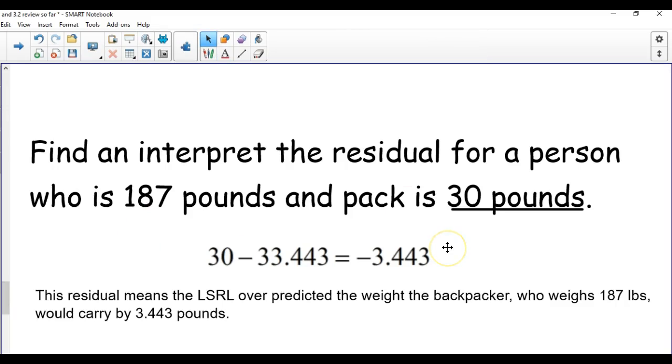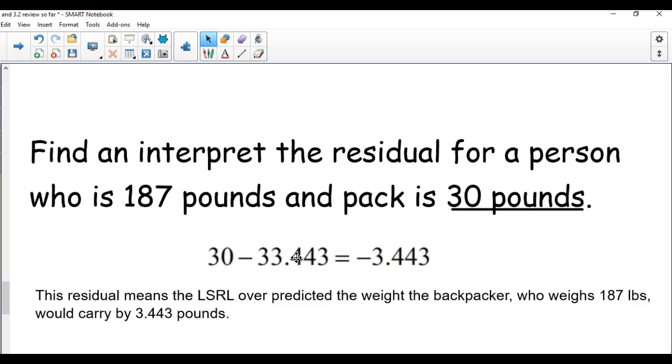Okay, so you should have something to the effect that the residual means the least squares regression line over predicted the weight the backpacker, who weighs 187 pounds, would carry by 3.443 pounds. How do I know this? Well, the prediction is the second value. That's bigger than the first one. I get a negative number, and that means that we over predicted. So you can always think of it kind of as opposite. If I get a negative number, the line over predicted. If I get a positive residual, the line under predicted.